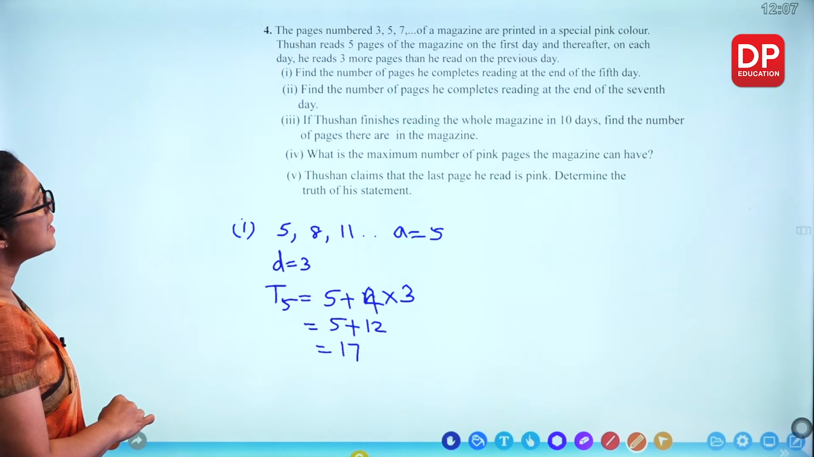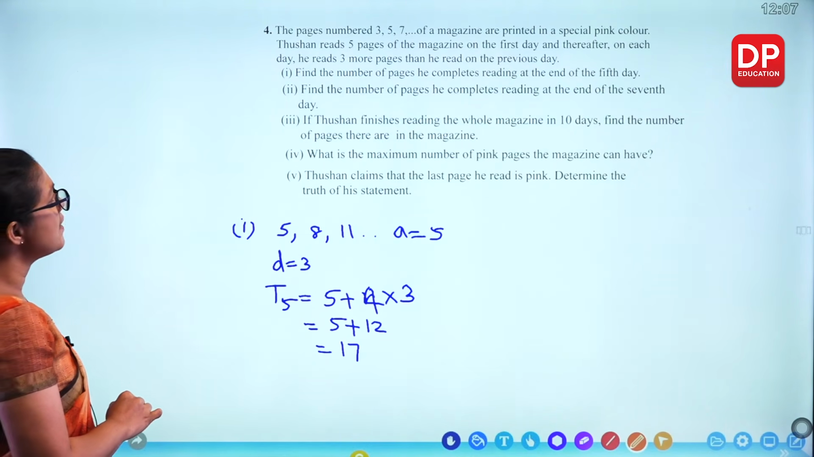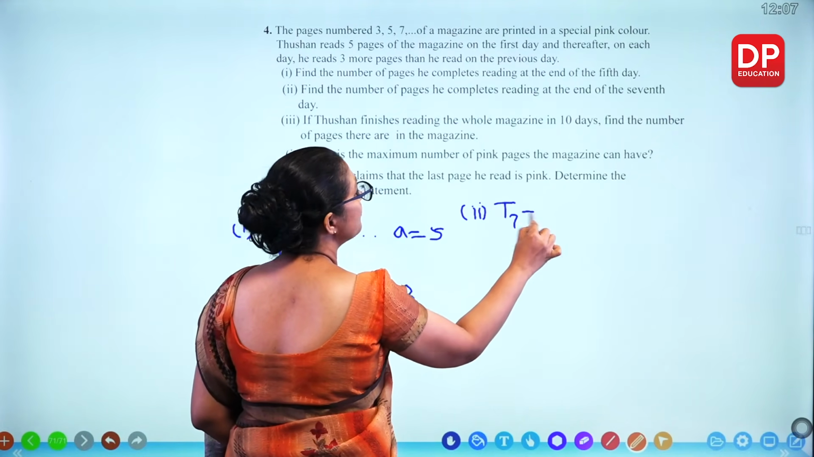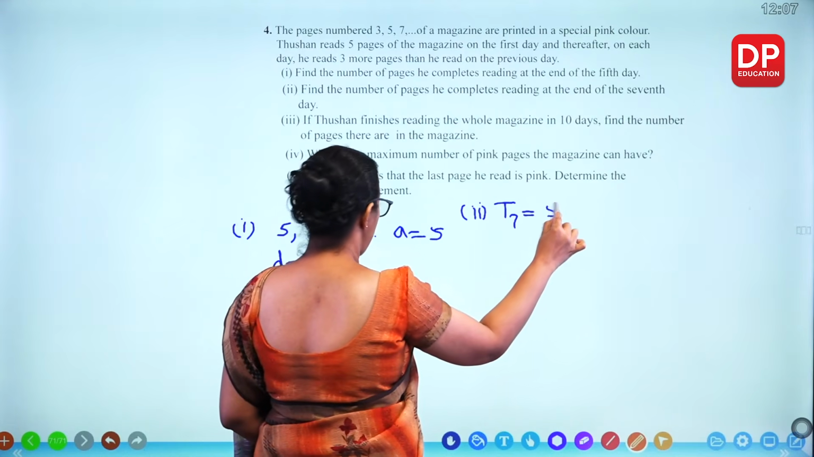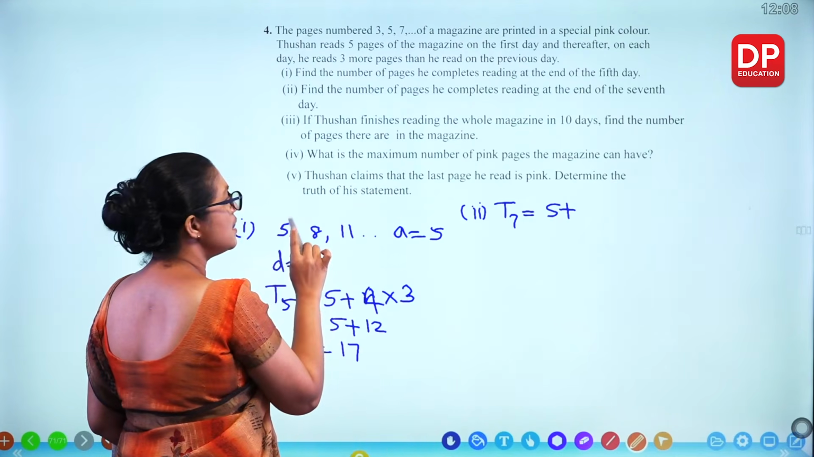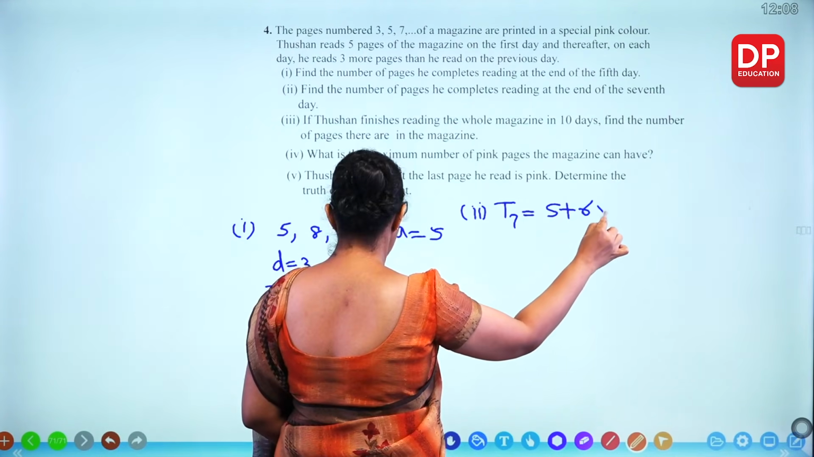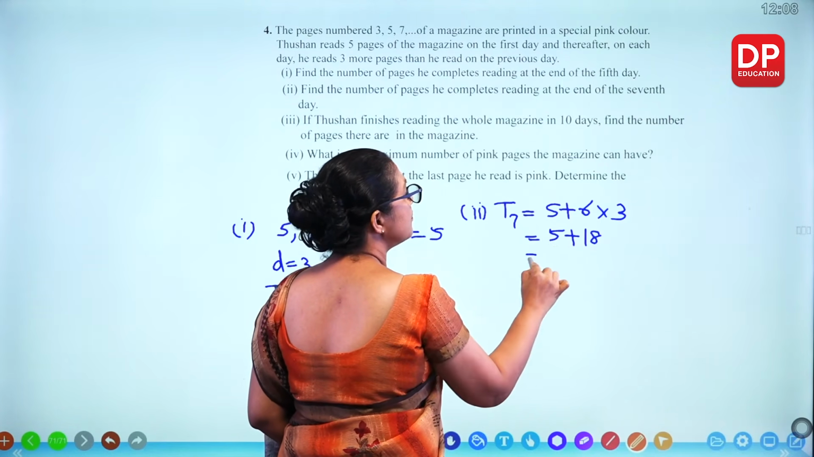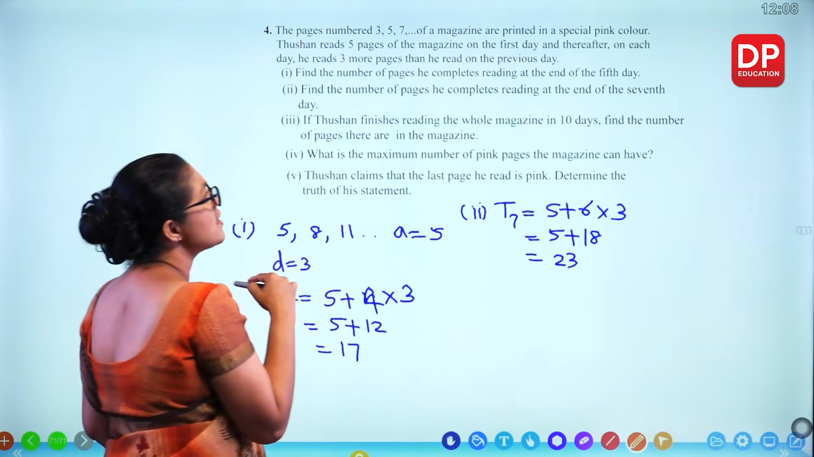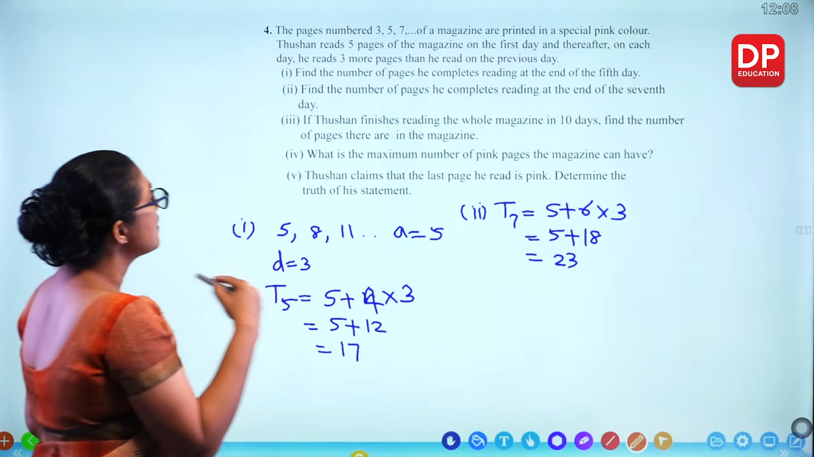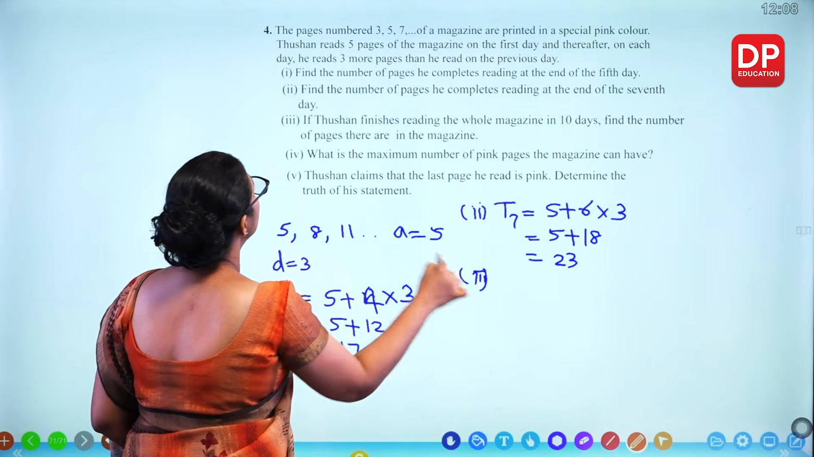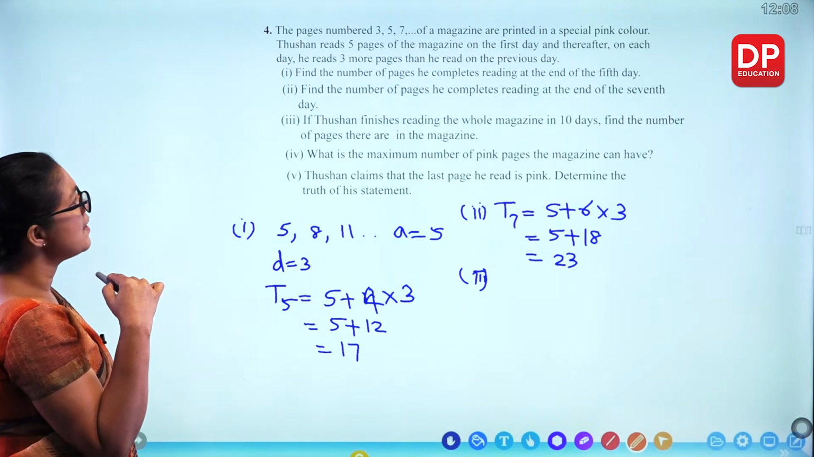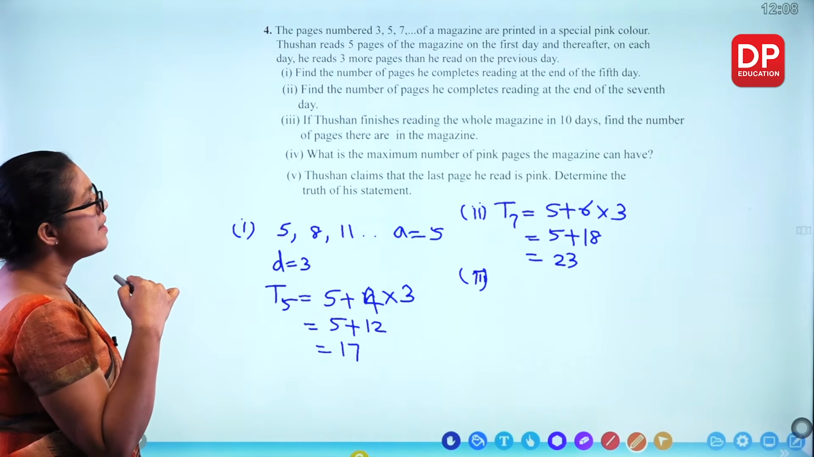Find the number of pages he completes reading at the end of the 7th day. 7th day means T7. 5 plus, first term, 7 minus 1, 6. d equals 3. 5 plus 18, 23. So 23 pages completes. Third one, if Tushan finishes reading the whole magazine in 10 days, find the number of pages there are in the magazine.